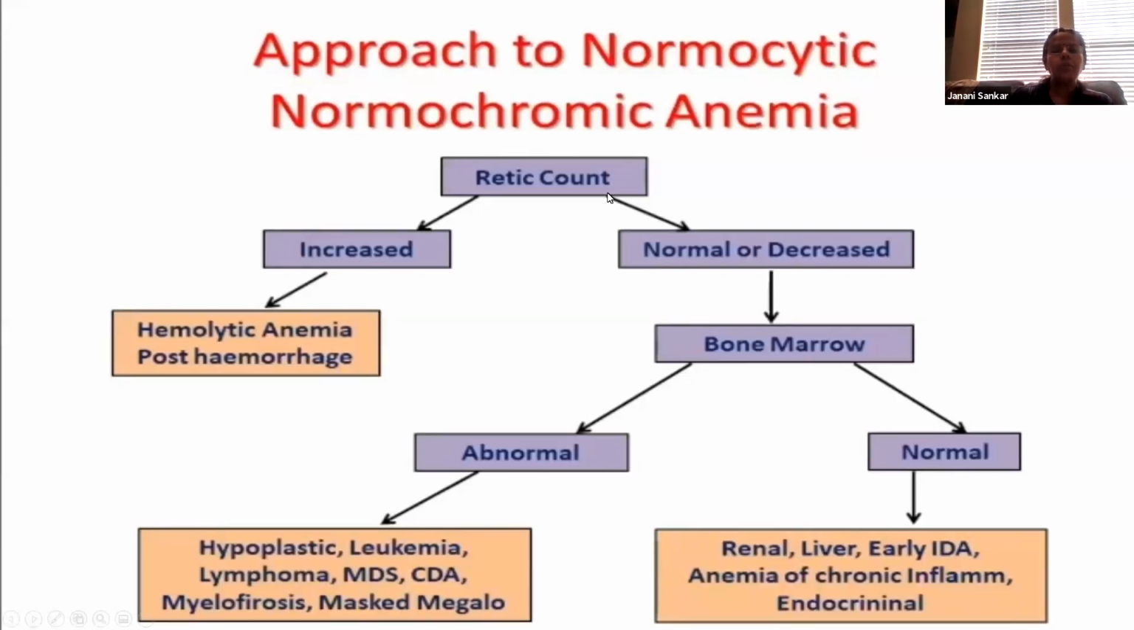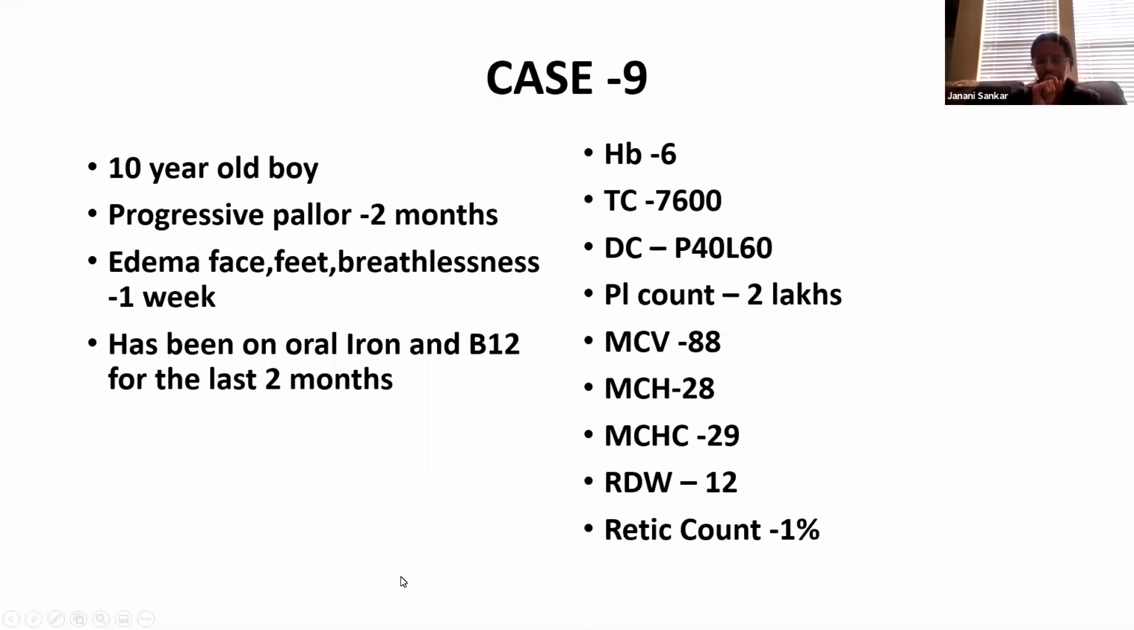When you do a retic count, and if it is increased, then think of hemolytic anemia or post-hemorrhage. If it is normal or decreased, then you may have to venture into a bone marrow. If the bone marrow is normal, think of your systemic diseases. And if it is abnormal, think of your malignancies like hypoplastic anemia, leukemia, lymphoma, myelofibrosis, and so forth. What's happening in this child?